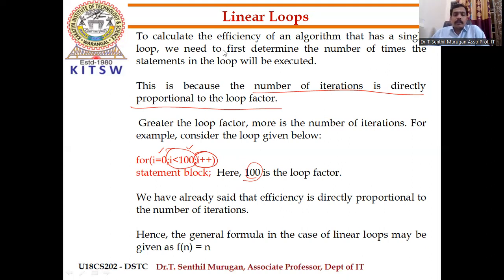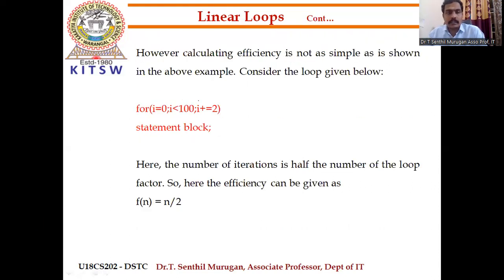If the limit is 100, with i plus plus, the value of i is incremented one by one. So how many times? 100 times. It is directly proportional: as I already said, the function of n is directly proportional to n in the case of a linear loop. So f of 100 means performing 100 instructions. We can write it like this: f of n equals n. That is linear loop complexity.